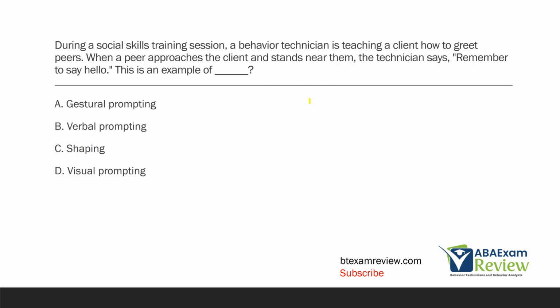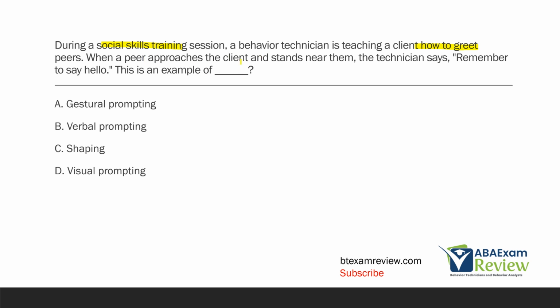During a social skills training session, a behavior technician is teaching a client how to greet peers. When a peer approaches the client and stands near them, the technician says, "Remember to say hello." This is an example of what? So it looks like a prompting question, because if we think about it, we have a social skills training session. We're trying to teach the client how to greet peers. So the behavior of interest is greeting peers.